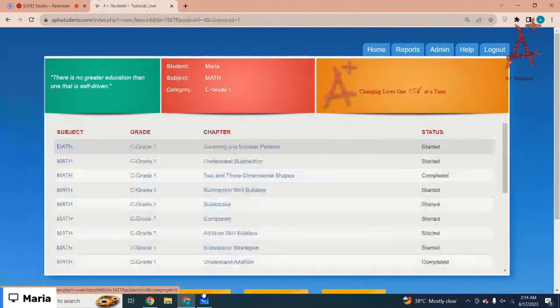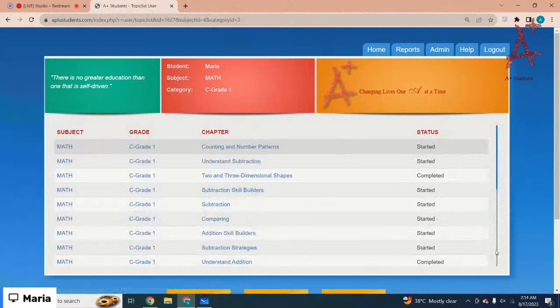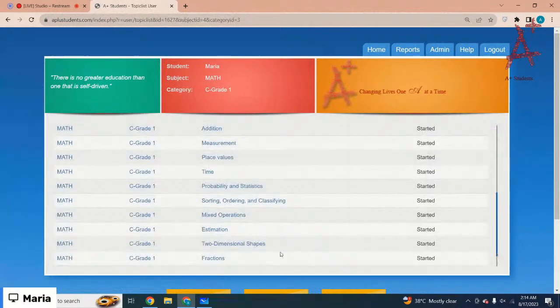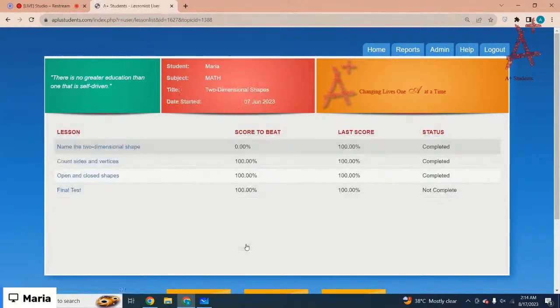The next lesson is two-dimensional figures, two-dimensional shapes. Let's just start with the next lesson. Okay, let's just start with the first lesson, that is name the two-dimensional shapes.